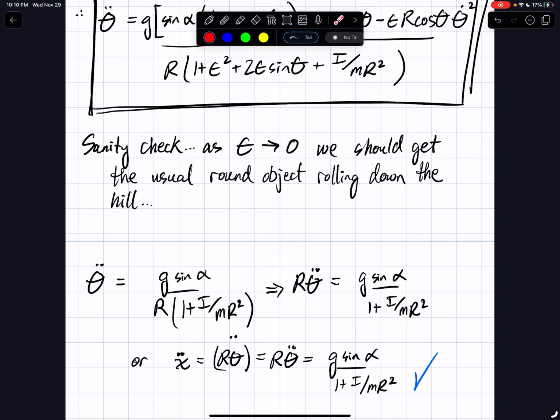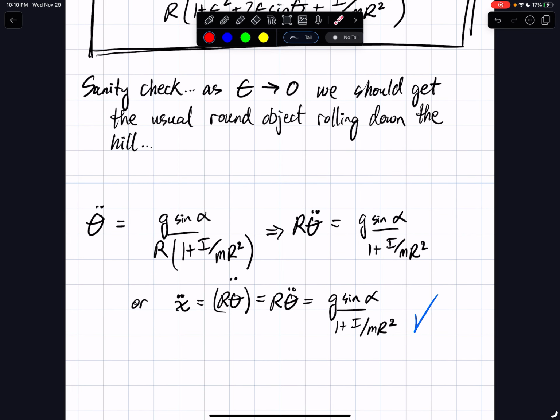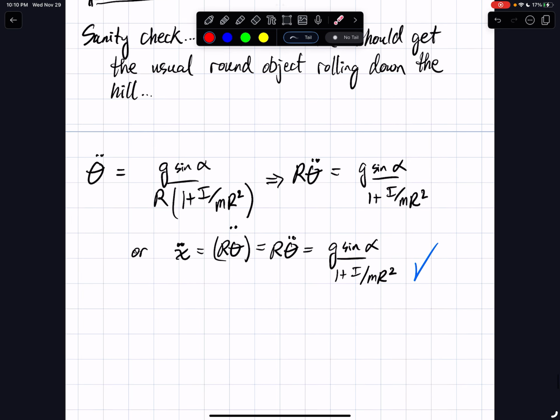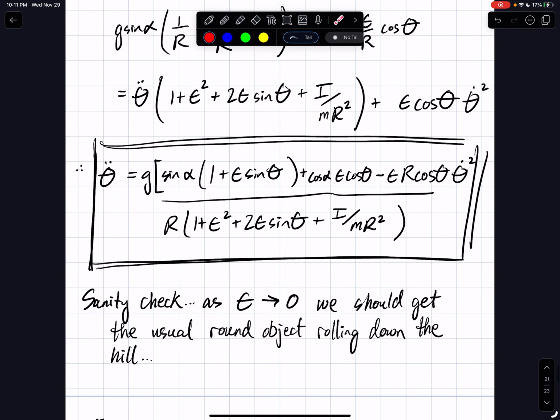If you multiply through by r, you get r theta double dot is g sine alpha over 1 plus I over m r squared, which is the regular result you would get for a ball rolling down a hill. If you think of this r theta double dot as the acceleration in the x direction, then the acceleration in the x direction is g sine alpha, which is what you'd expect for something sliding down a hill. But if there's additional rotational inertia, it's like an extra mass slowing it down, so there's this extra term in the denominator. So everything checks out. The sanity check looks good.